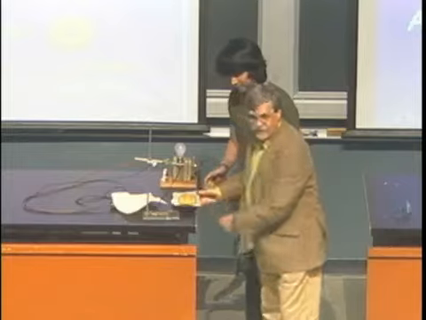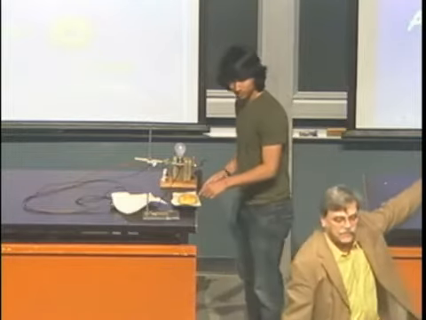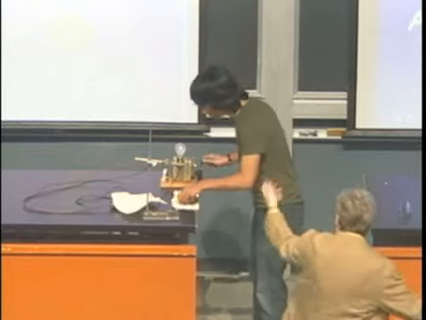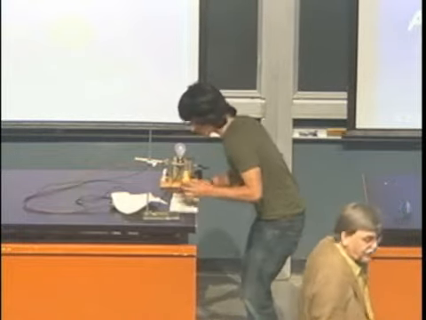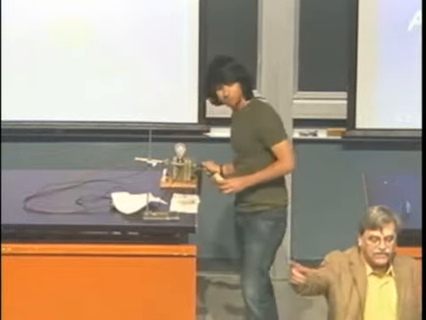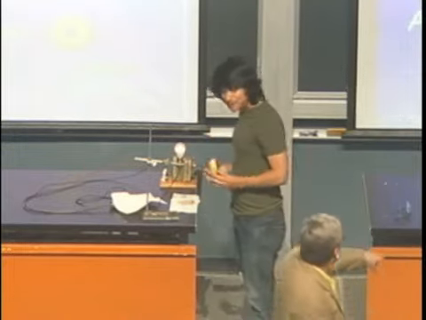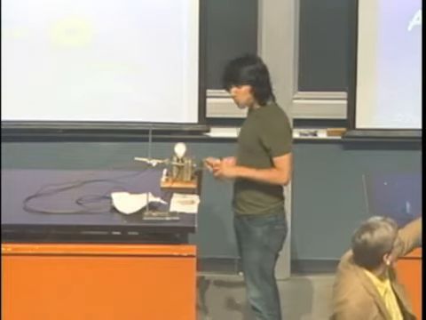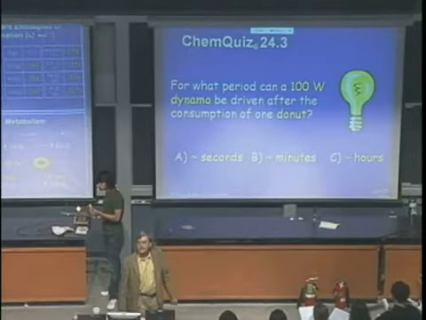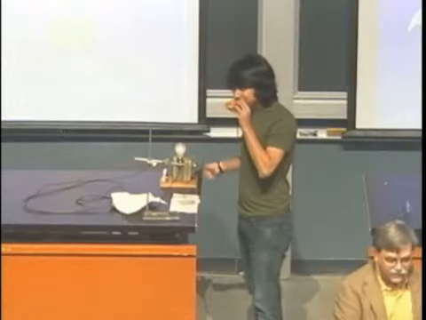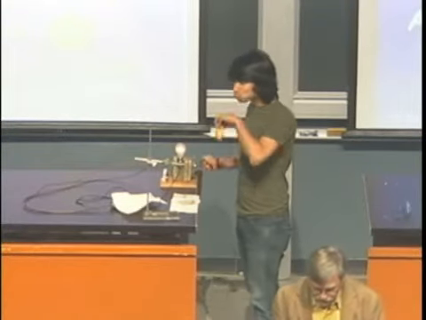Enjoy. Okay. Good. So now here's my question. For what period can a 100 watt dynamo, that's him here, go ahead, eat, be driven? Take your time though. But be driven after the consumption of one donut to be equal, okay? Does he do this for 1 second, 1 minute, for minutes, or does he have to do this for hours to expend all these calories or the calories that he's taking in? Why don't you think about this and give me your answer?